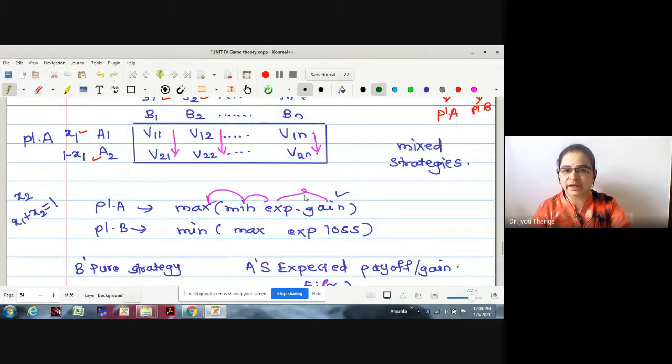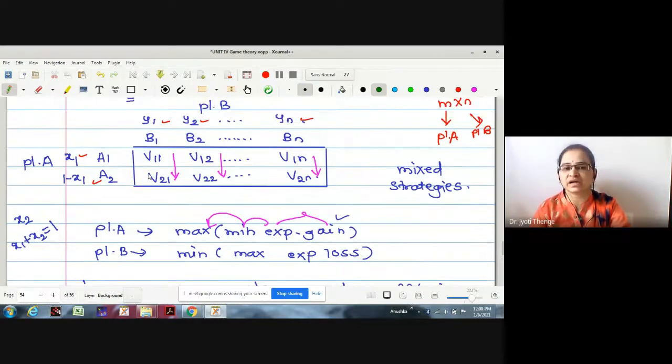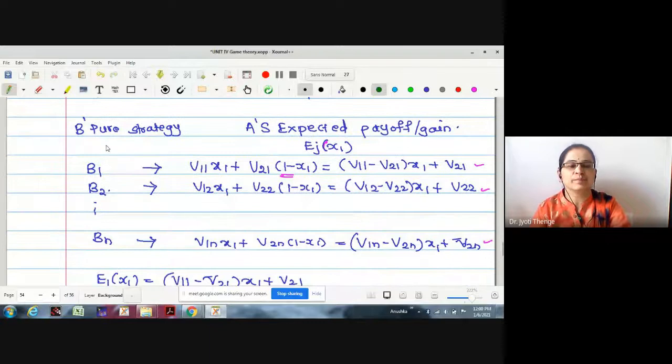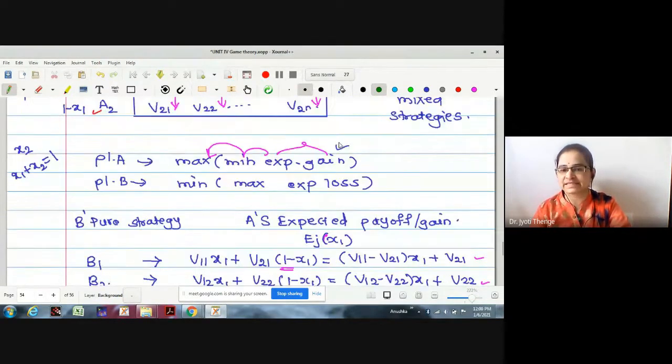In order to find the expected gain of player A, we will find it by assuming pure strategies. That is, B plays one strategy at a time. So here I have written these pure strategies. That is, knowing that B plays B1 first, B2, and so on, and then we have found A's expected payoff. That is gain actually. Payoff is a general word, but for player A we were finding the gain.